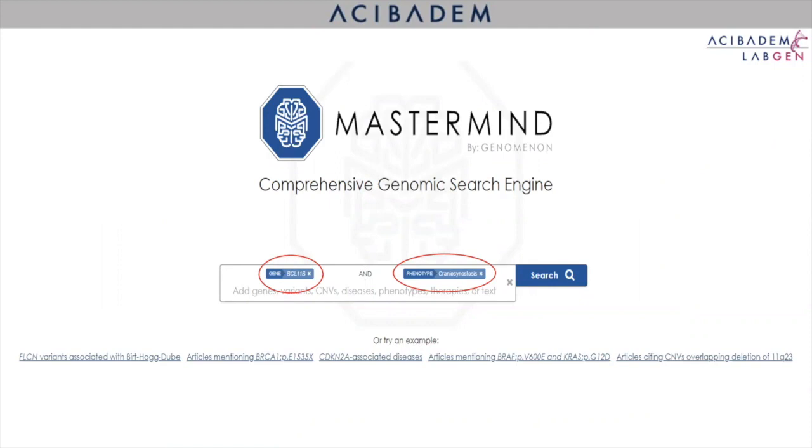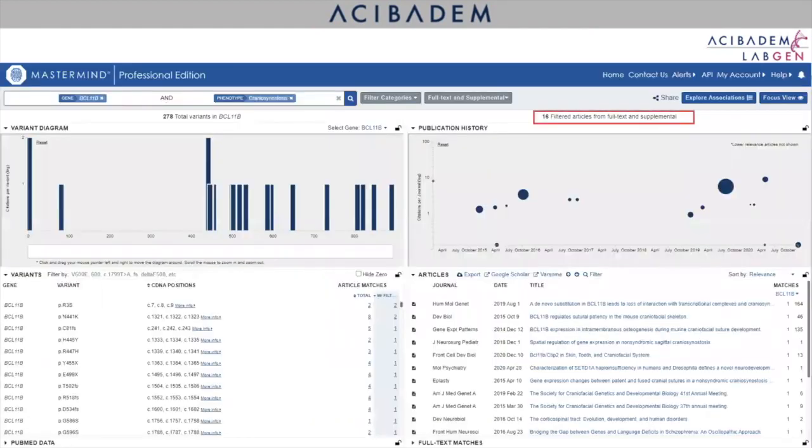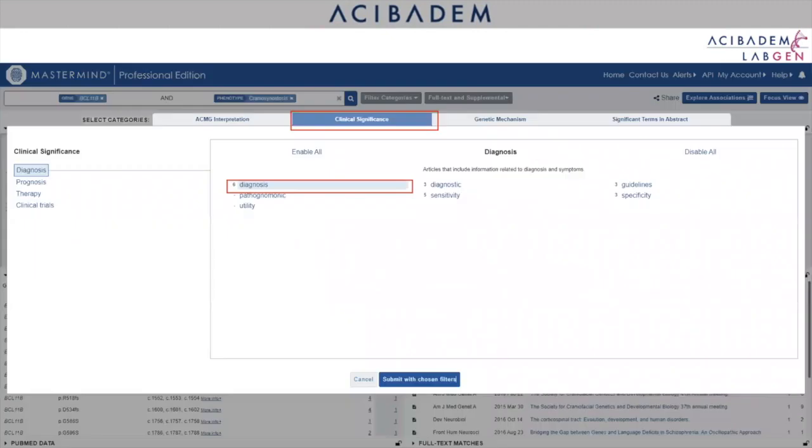So we performed a literature search with Mastermind to see if there's any human case or animal study that links the craniosynostosis phenotype to the BCL11B gene. We got 16 results. And the history chart here shows that the first publication is in 2015. Then to quickly check how many papers about diagnosis of a patient there are, we use the filtering categories here. And we filtered the results by clinical significance and diagnosis. And you can see the number of papers right next to the filtering criteria, even before applying the filter.